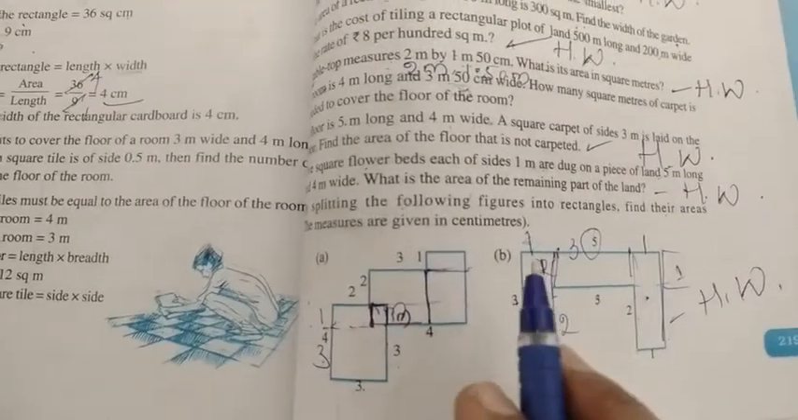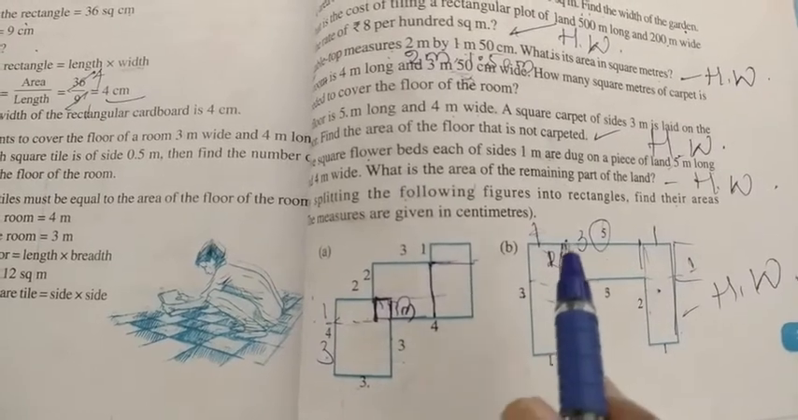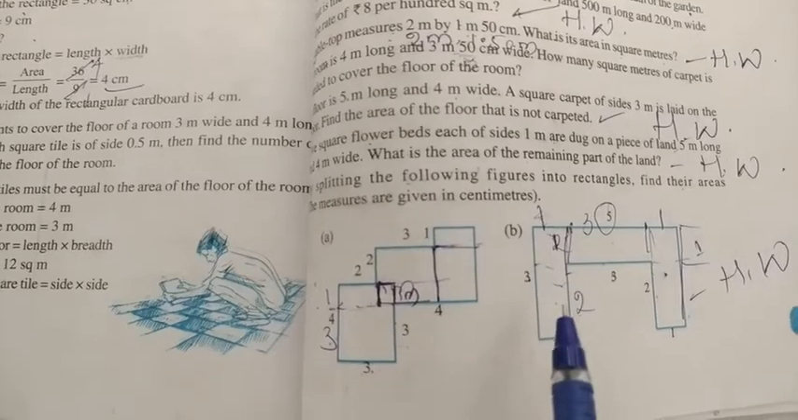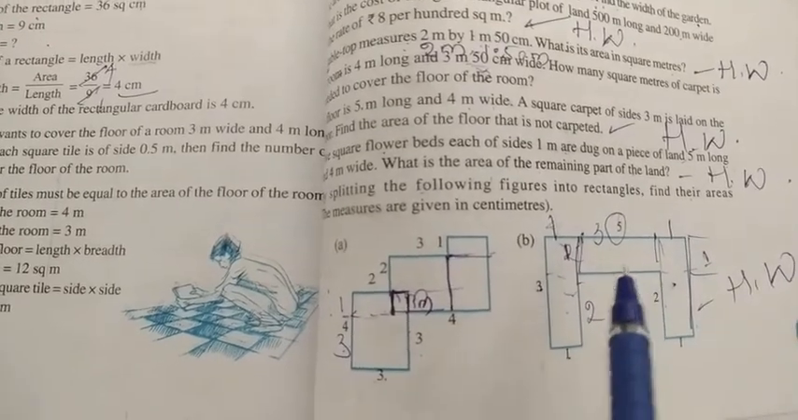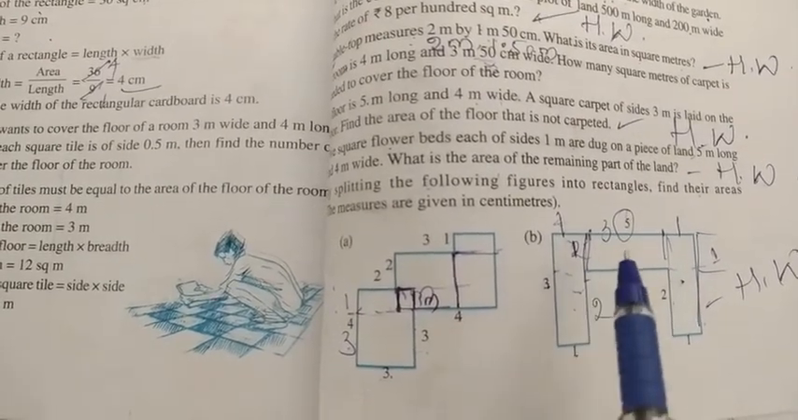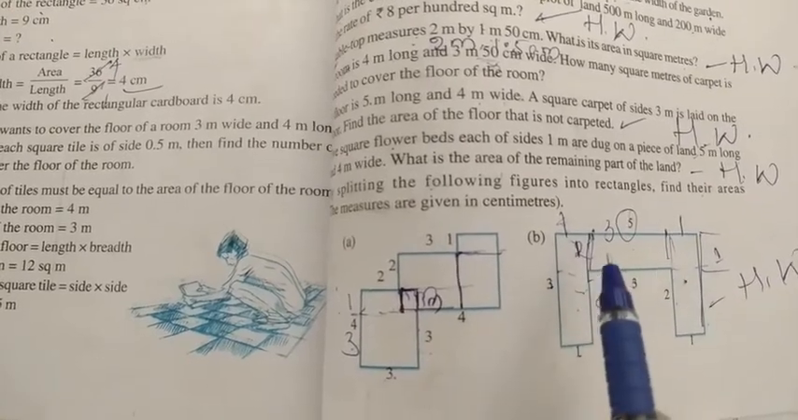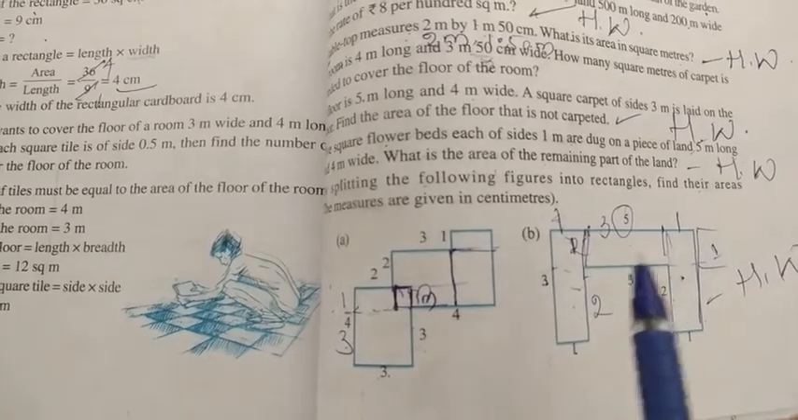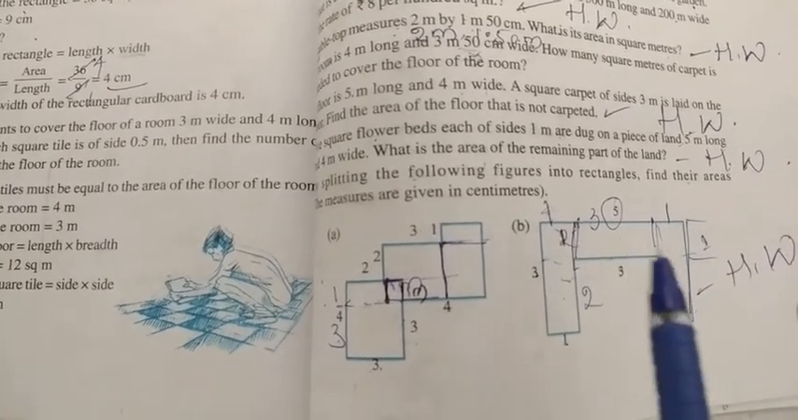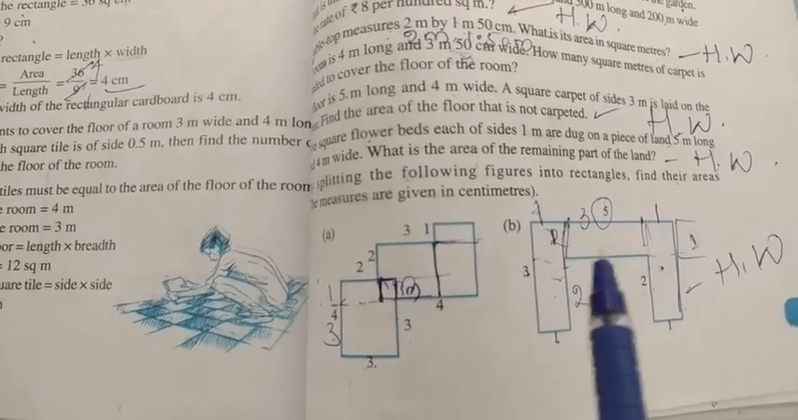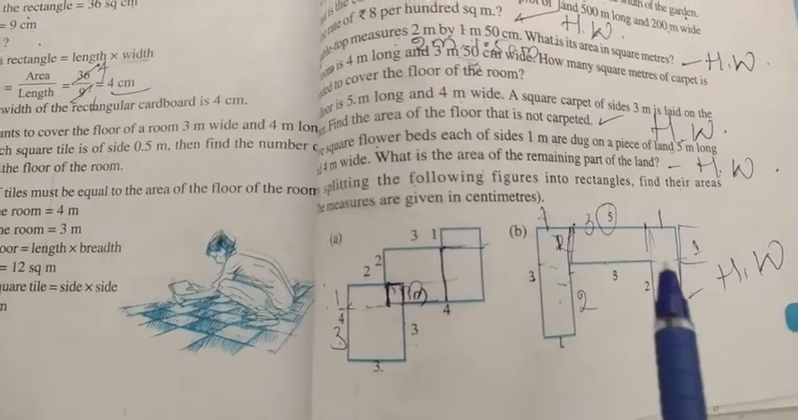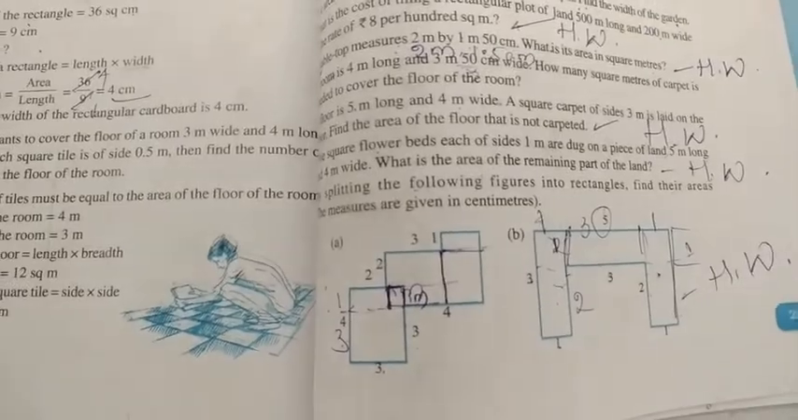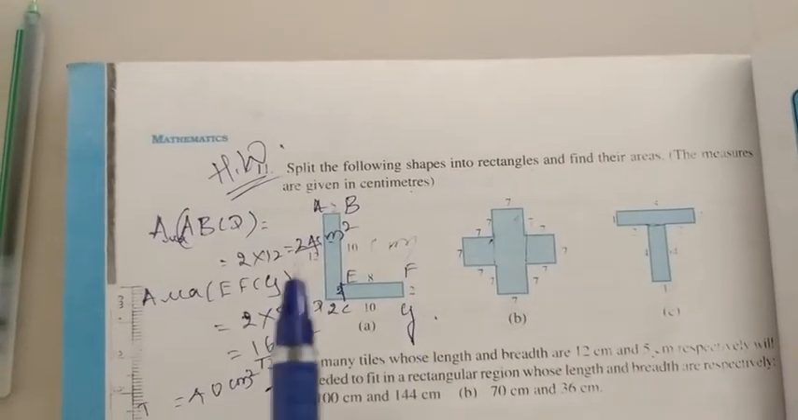So the next one, see here children, you have to make all the rectangles, take the correct measurements and find the area of the particular rectangles. Lastly, for the total area, you have to add all the rectangle areas, and you get the complete area of this figure. Understand? Okay. See here children, 11th question.